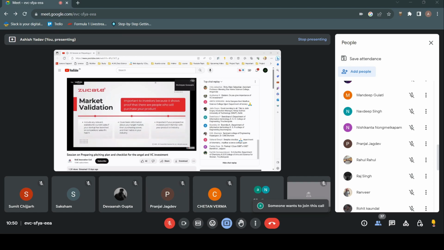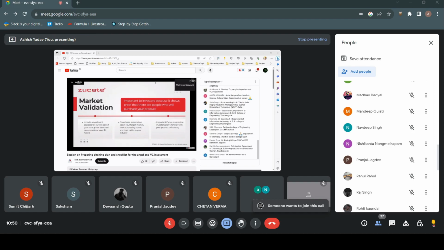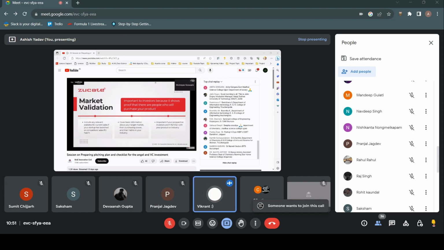The next slide has to be your market validation. Market validation shows proof that people are actually willing to purchase your product, and this is very important because unless you have actual users who are willing to buy your product, your startup is not going to make any money. So it's important to investors, and it's important to always show that you have a market for your product. It's also important to show proof that you have done the research, talked to potential customers, and they are ready to pay you something. Unless you have that proof, no investor is going to be interested in your startup.